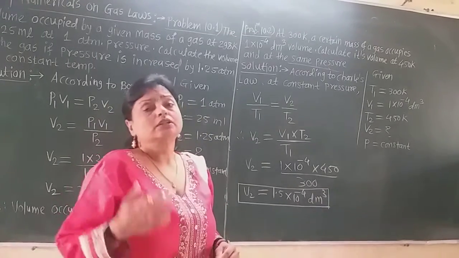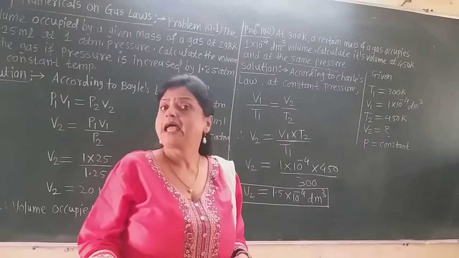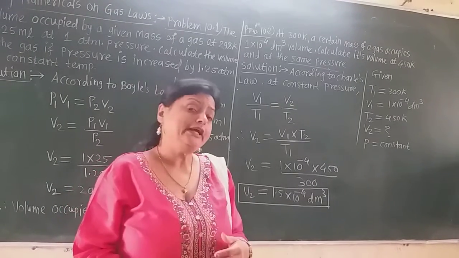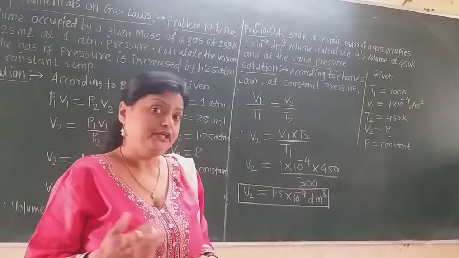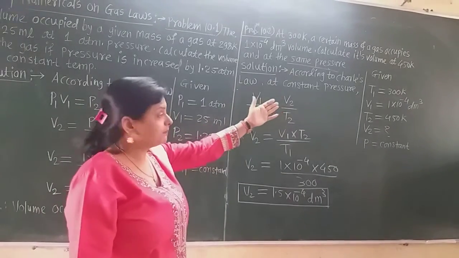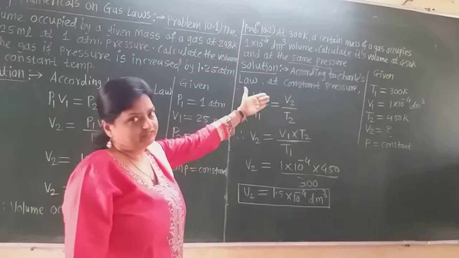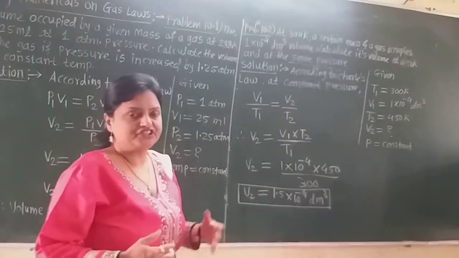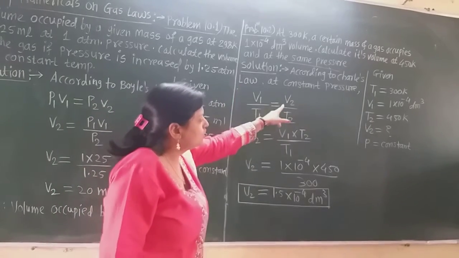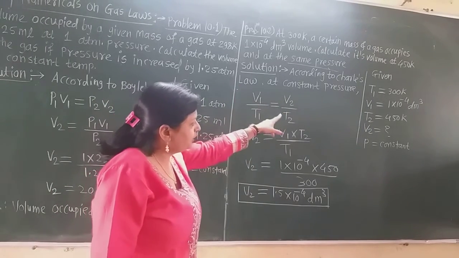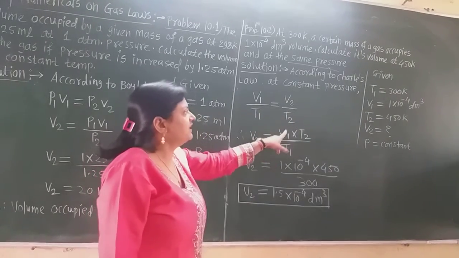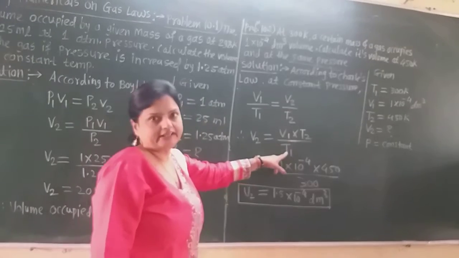In Charles's law, the volume is directly proportional to the absolute temperature. Here the temperature is increased, so definitely the volume will be increased in this numerical. According to Charles's law, at constant pressure, V1 upon T1 is equal to V2 upon T2. This is the generalized Charles's law. Here we have to calculate V2, so V2 is equal to V1 into T2 divided by T1.